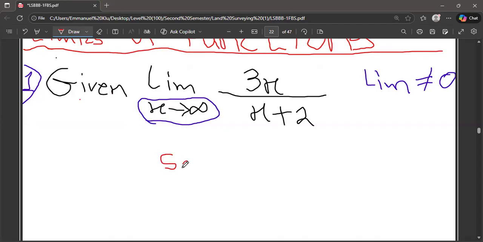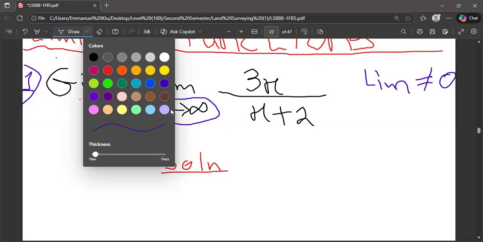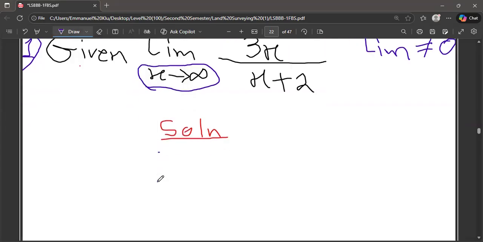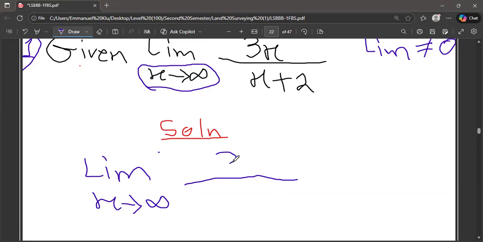So the first thing you do is you write your solution. And after writing the solution, you have to remember to repeat the question for at least 1 mark. And the question says that we should simplify the limit as x approaches infinity. And our problem of the day is 3x over x plus 2.